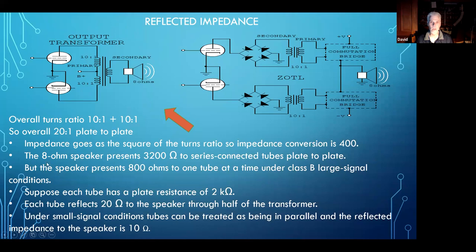So an 8-ohm speaker presents 3,200 ohms to the series-connected tubes, plate to plate. In other words, reflected back through the transformer, the 8-ohm speaker is presenting a 3,200 ohm load to the plate-to-plate connection of the tubes.